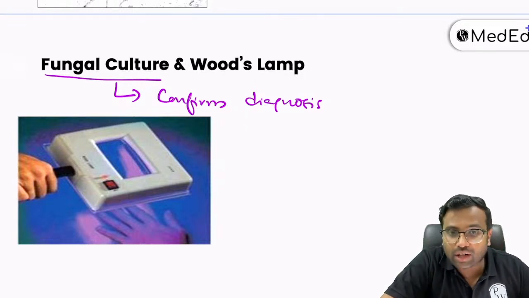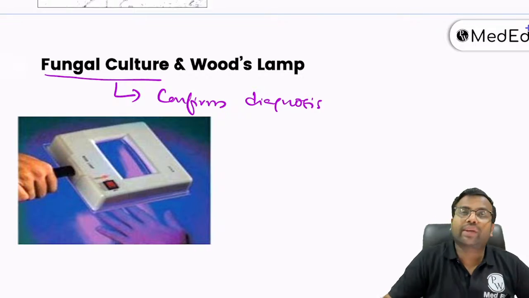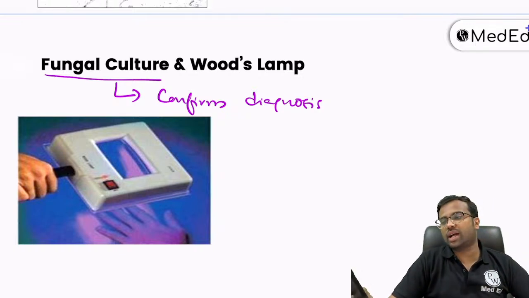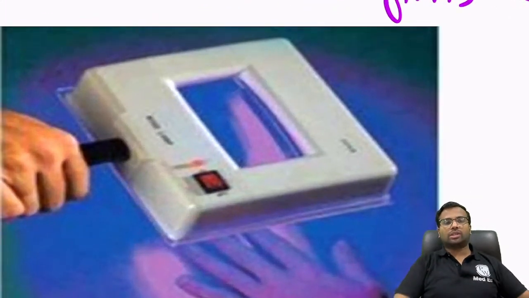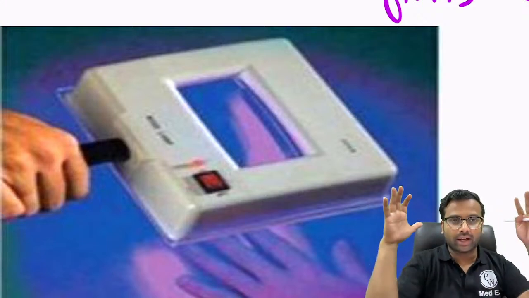So we can also do this fungal culture to have a confirmation of the diagnosis as well. Now, other than this, we can also do another investigation, and this investigation is by using this instrument. So what is the name of this instrument? There is an instrument which we use. What we do is we turn off the lights of the room, so we'll make it darker. And in a darker environment, we turn on this instrument, and then we look for any colored fluorescence from the diseased skin. Now, what is the name of this instrument?